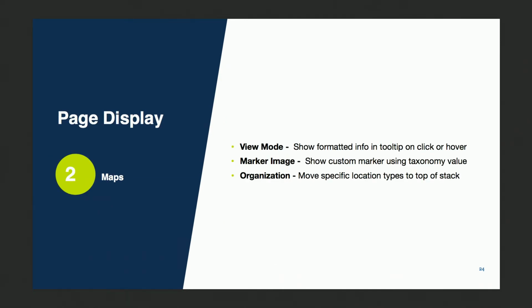And we have the maps. We also used view modes for the tooltips, so we could get the same but modified information on hover or click. For the markers themselves, we showed a standard marker for most maps, but the event map needed custom markers for holidays and different event types. So we did a little magic using taxonomy values and image fields stored within the taxonomy to make that happen.